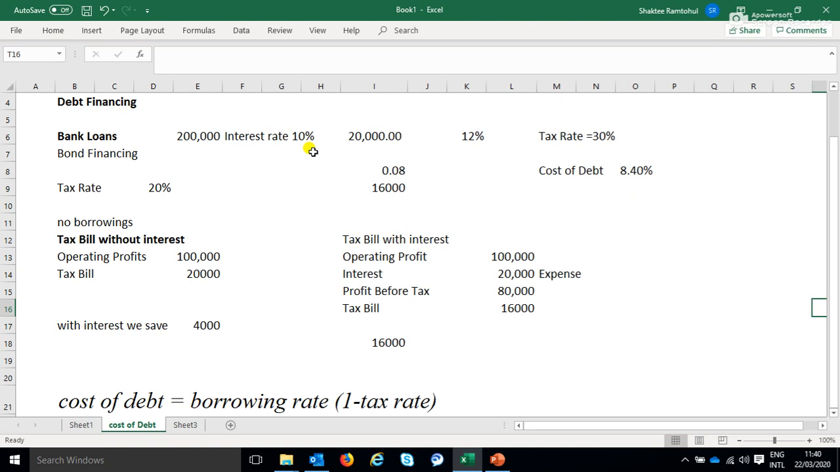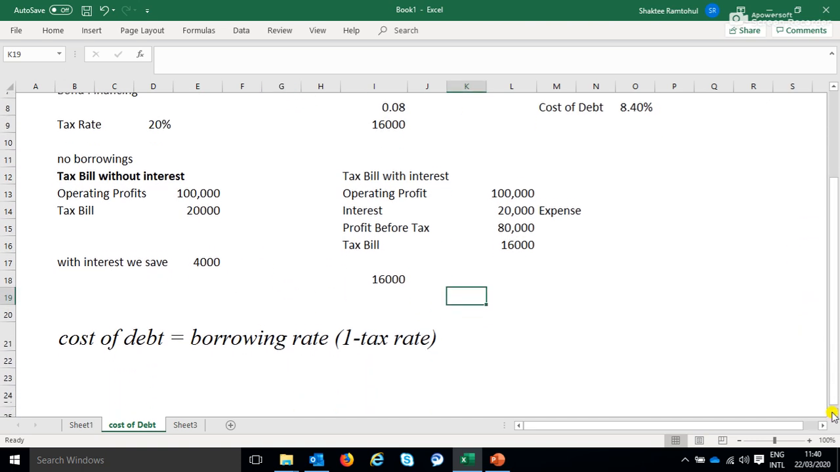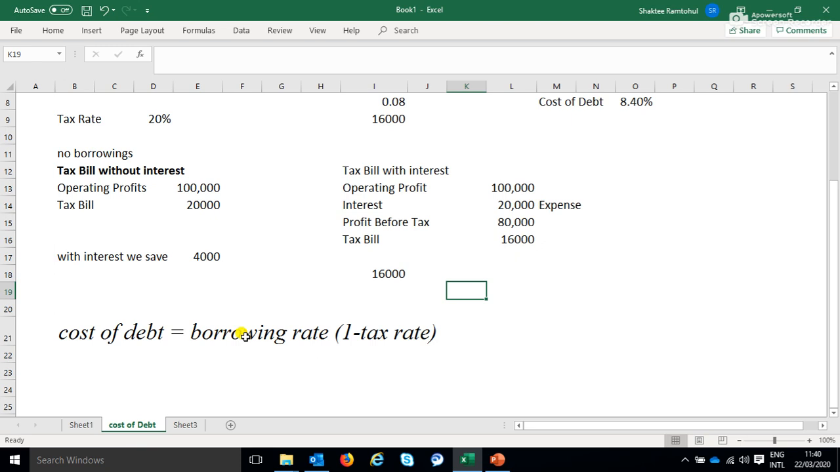So what is the takeaway on the cost of debt? Whenever you borrow, in my case 200,000, and you're given an interest rate of 10%, the cost of debt is not 10%, because this results in tax savings. The actual cost of debt would be the borrowing rate multiplied by 1 minus the tax rate. Hopefully this gives you an idea of how we calculate the cost of debt.